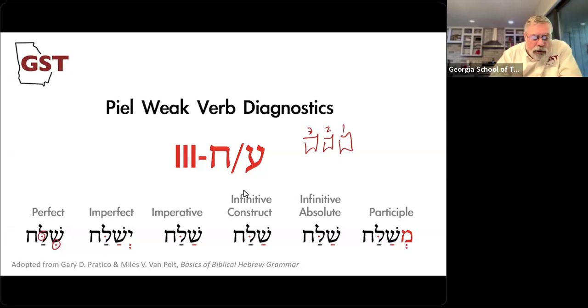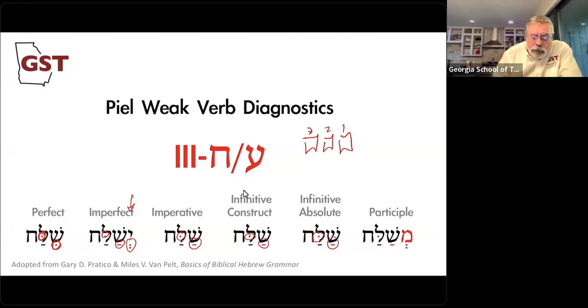Everything that we already saw is exactly the same. Nothing changed. So here's our perfect, that heroic with the dagesh forte. Here's that patach with the dagesh forte. And then, of course, we have the vocal shewa for the imperfect and the participle, the patach, and the cholem, patach, cholem. These are all the same.